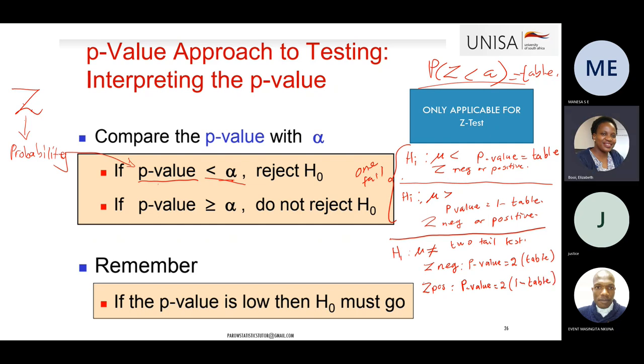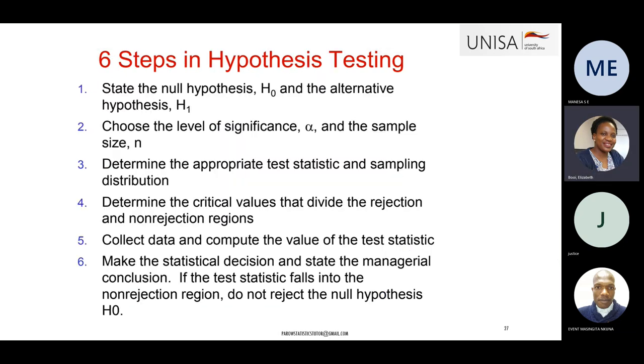So you need to be aware of this when you're making your decision based on the p-value. These scenarios are very important. So how you find your p-value is very important. Let's look at the examples. Oh no, before we look at an example, there are 6 steps of hypothesis testing.